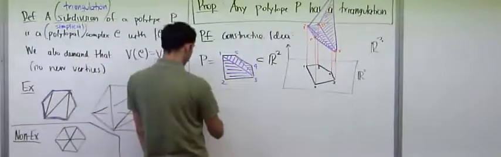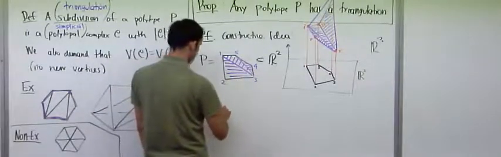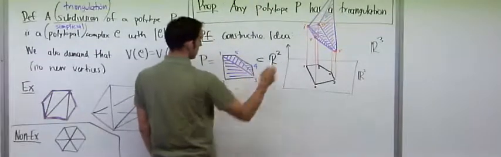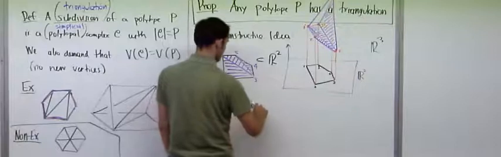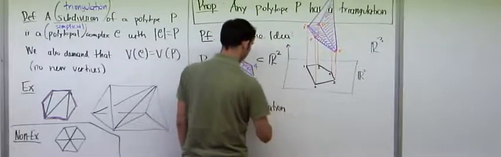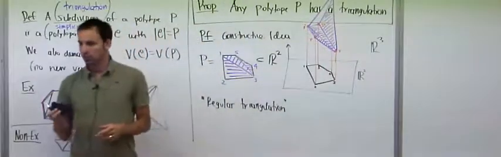Let me say that a subdivision constructed in this way is called a regular subdivision, and in this case it is a triangulation, so I call it a regular triangulation. Okay. Did you have a question, Mela?